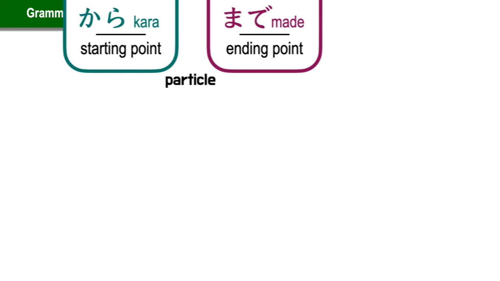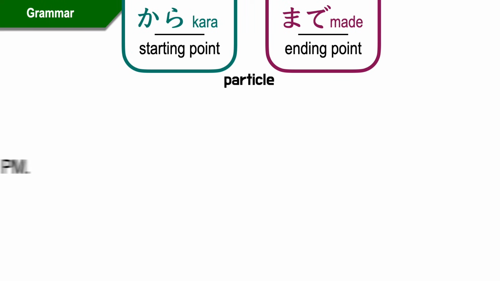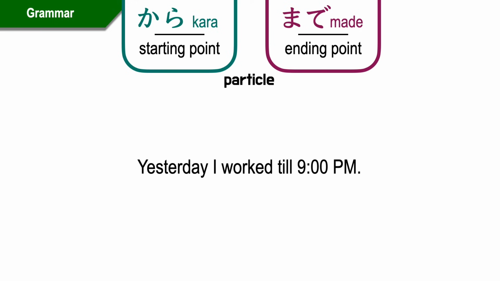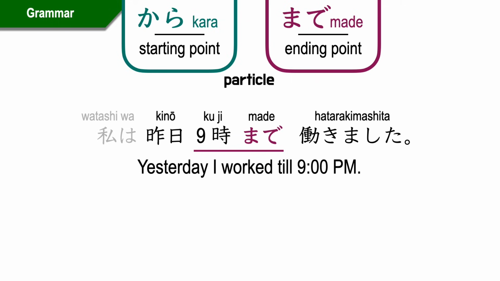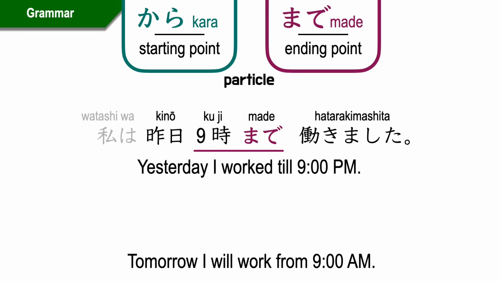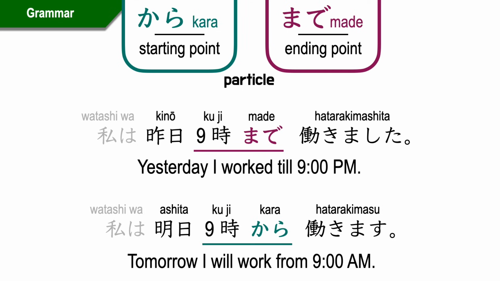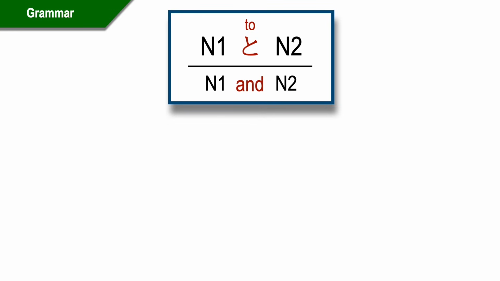And these から and まで don't always have to be used together. Yesterday I worked till 9 p.m. 昨日9時まで働きました。Tomorrow I will work from 9 a.m. 明日9時から働きます。N1 と N2 is how we say N1 and N2.